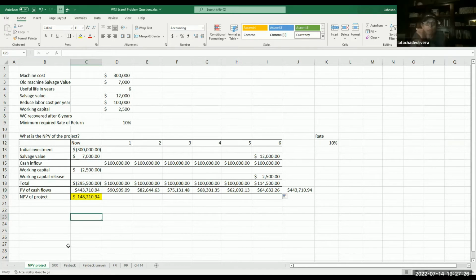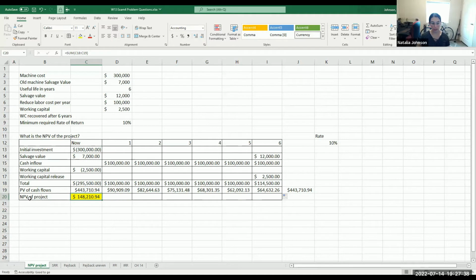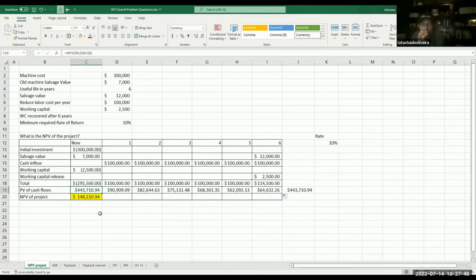So you just go with the rate and then take years 1 through 6, enter it, and you get that number. Then you do the sum of the total plus the cash flows, and that's how you get the final answer. Because net present value of the project is the difference between the initial investment and the present value of cash flows, or the difference of present value of cash inflows and cash outflows.